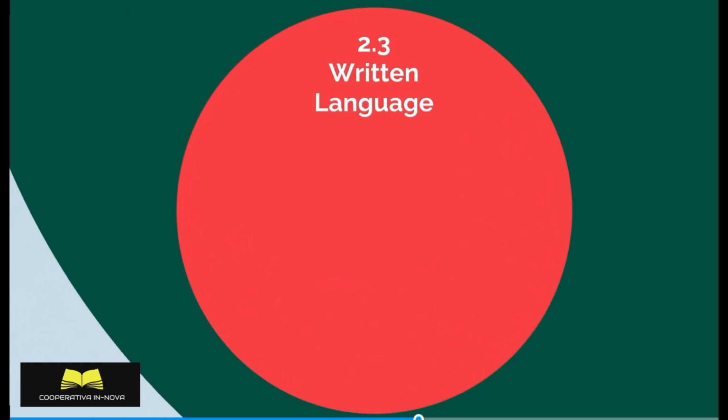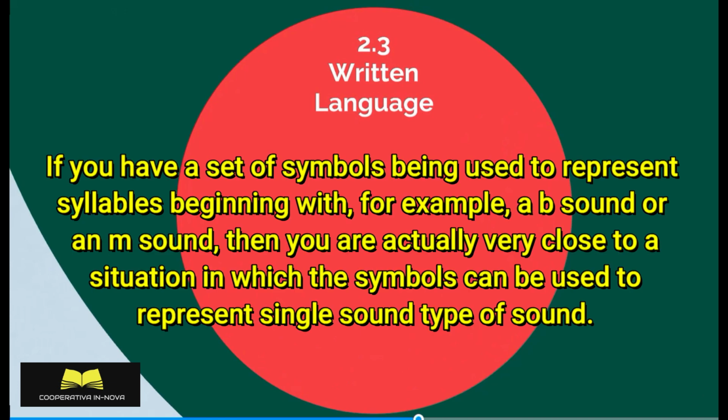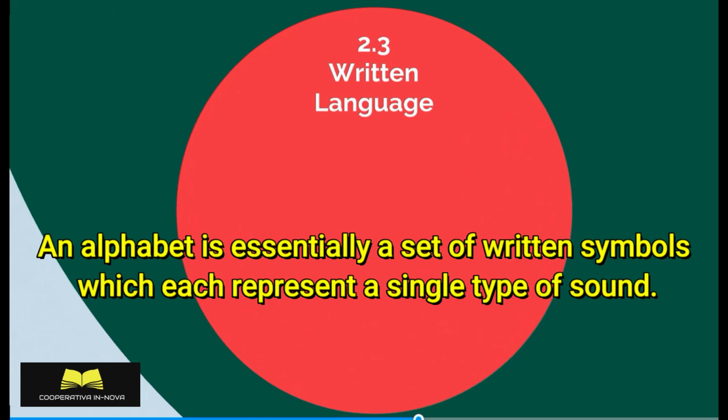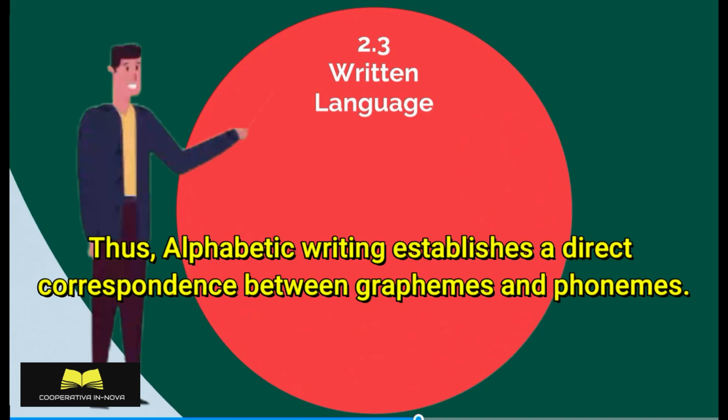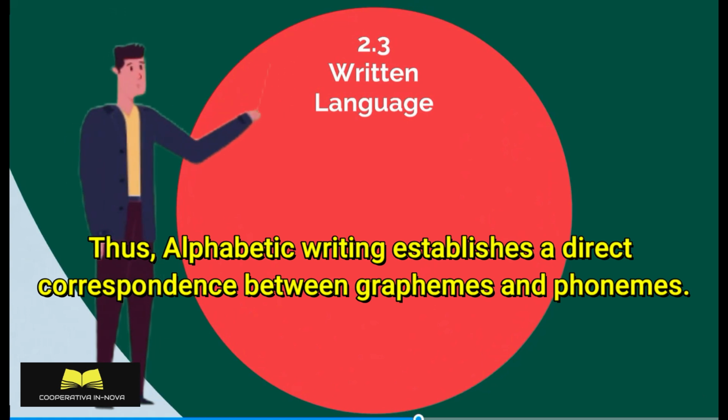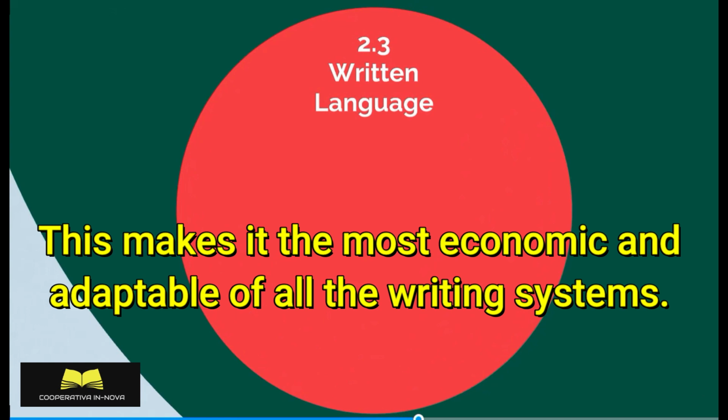B. Alphabetic writing. If you have a set of symbols being used to represent syllables beginning with, for example, a B sound or an M sound, then you are actually very close to a situation in which the symbols can be used to represent a single type of sound. This is, in effect, the basis of alphabetic writing. An alphabet is essentially a set of written symbols which each represent a single type of sound. Thus, alphabetic writing establishes a direct correspondence between graphemes and phonemes. This makes it the most economic and adaptable of all the writing systems.